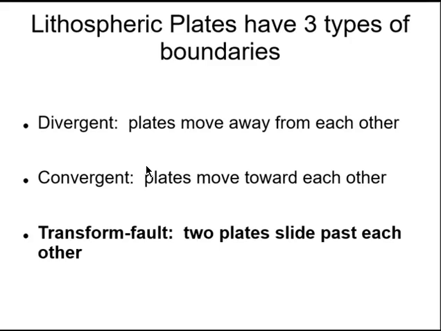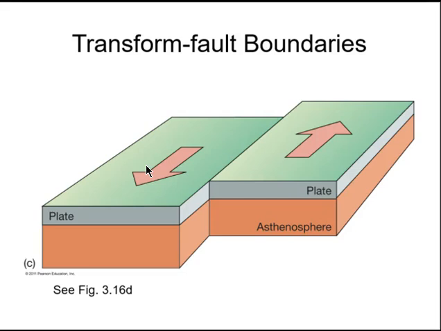The third type of plate boundary is called a transform fault, and this is quite different from the other two. Instead of having two plates going towards each other or two plates moving away from each other, we have two plates that are running side by side. And so one would be moving north and the other one would be moving south. So they're not actually running into each other. Let me show you what I mean here.